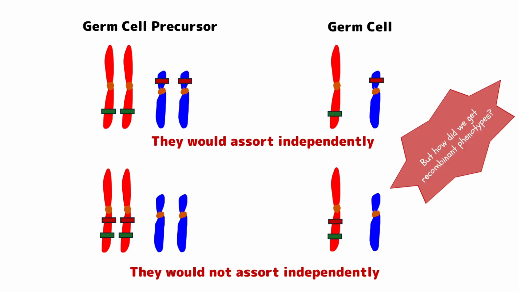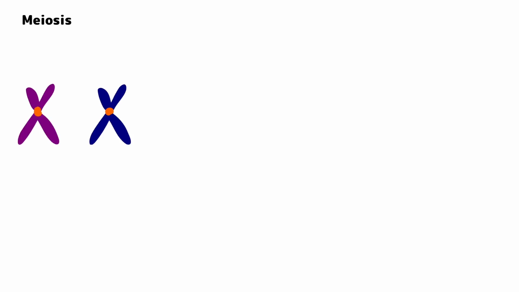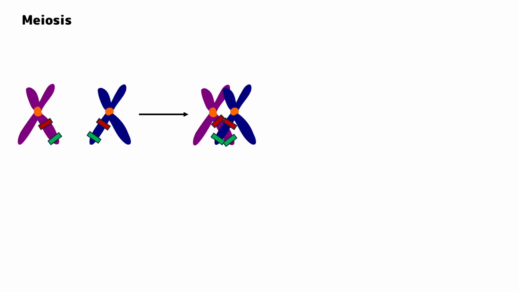So how did we get recombinant phenotypes? Well, we need to explain meiosis. Meiosis will be explained in detail in future videos, but let's quickly sum it up. At the start of meiosis, the two homologous chromosomes, each with two chromatids, here are the genes again, are merged and have overlapping areas, and they create a bivalent. This process is called bivalent formation.